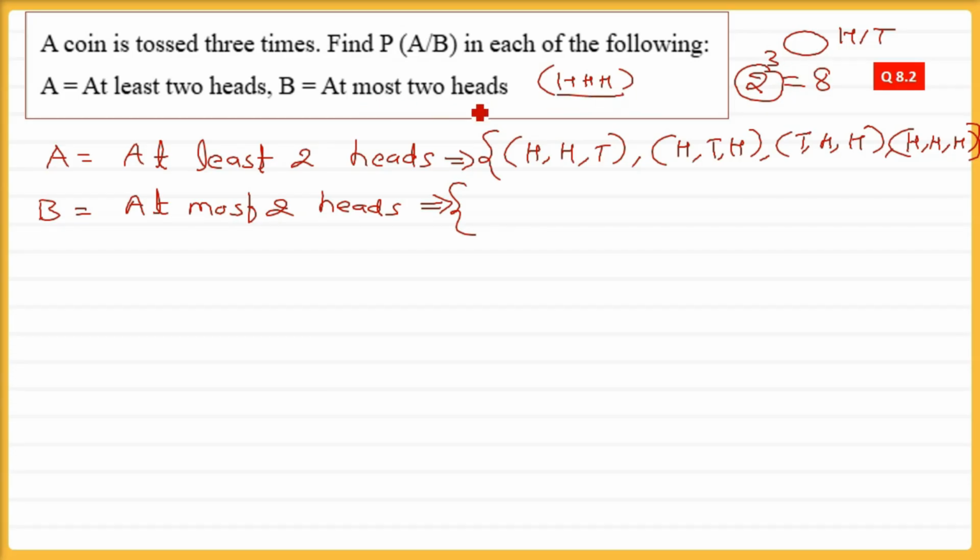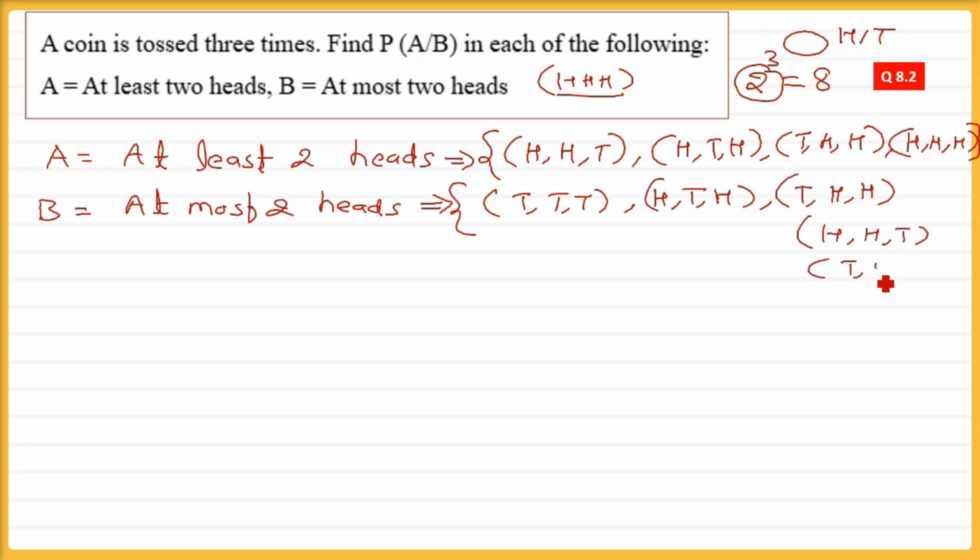Now HHH you have to just subtract from the whole sample space, because at most 2 heads can come. All the 3 heads cannot come. So we have tail, tail, tail, and all these 7 except HHH, I am writing all of it: TTT, HTT, THT, TTH, HHT, HTH, THH. 1, 2, 3, 4, 5, 6, 7. 7 has come, because we have eliminated HHH, because at most 2 heads can come. Now we'll use the same concept here.